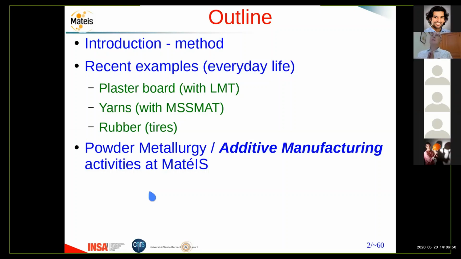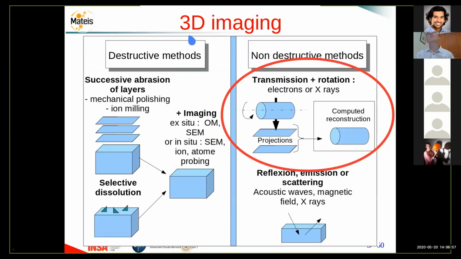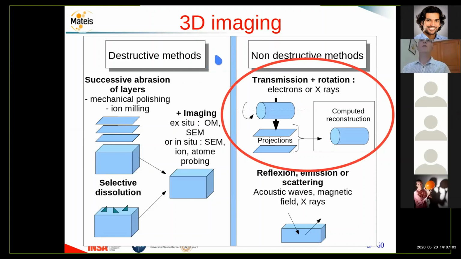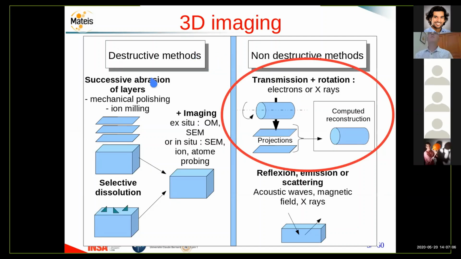Okay, so let's go to the point. The first point is this general overview of the different available methods that we have to make 3D imaging in material science. On the left, you have destructive methods. These are very old methods that we've been using, which are mostly based on taking a picture of the polished surface of your sample, and then you remove one layer by subsequent polishing, and you make another image.